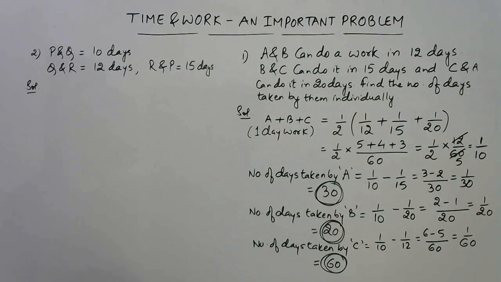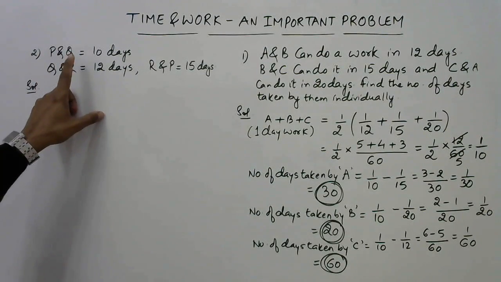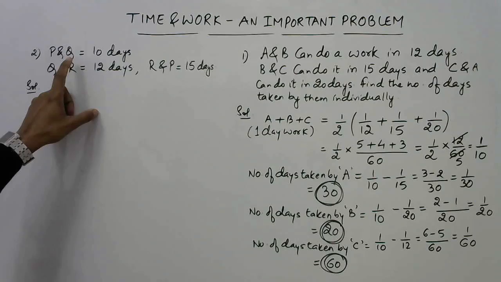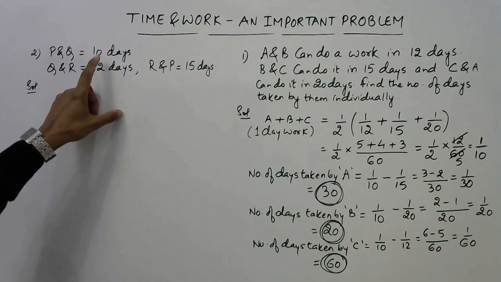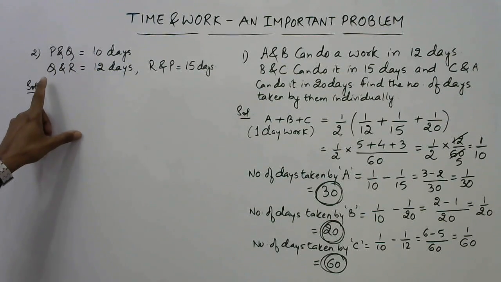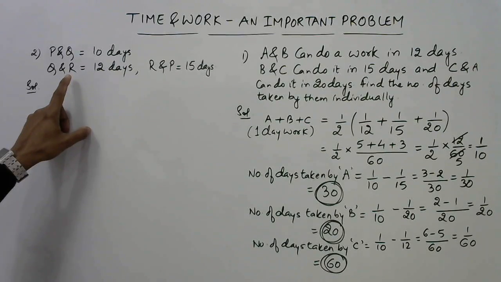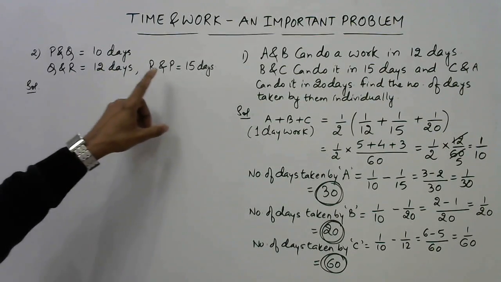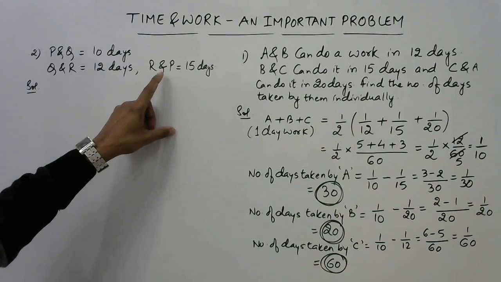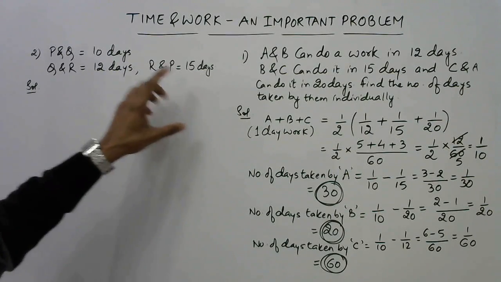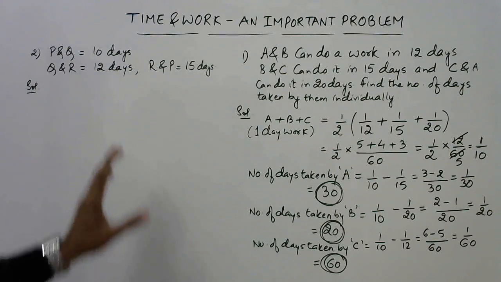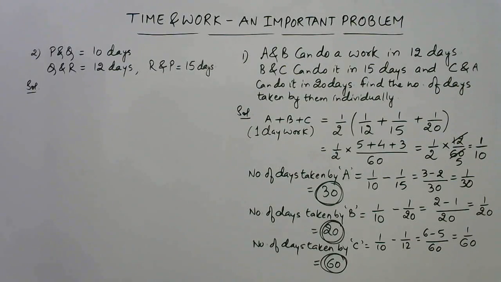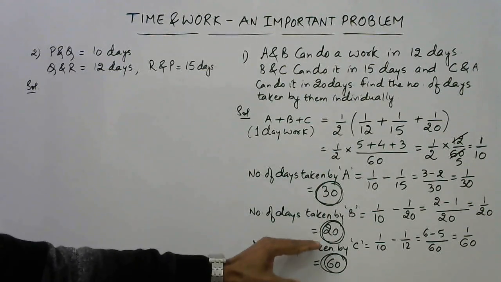Say in this case, we have three people P, Q and R. When P and Q work together, they complete the task in 10 days. When Q and R work together, they complete the task in 12 days. And when R and P work together, they complete the task in 15 days. So again, we need to find out the individual number of days taken by P alone, then Q alone, and then R alone. So let's follow the same procedure which we have done here.